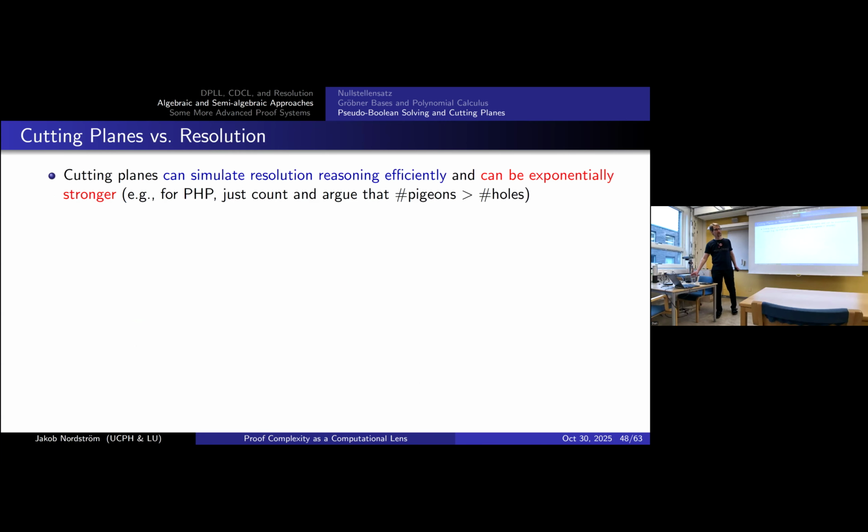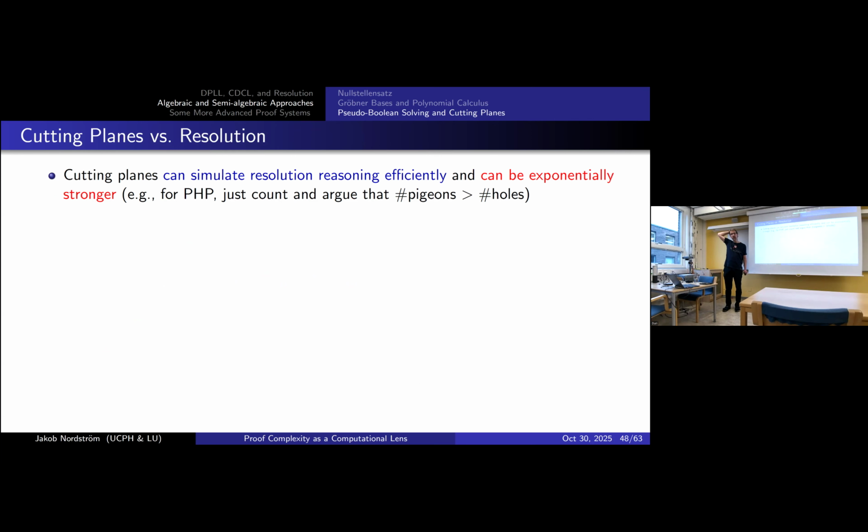And now cutting planes is just as polynomial calculus. Cutting planes is exponentially stronger than resolution because you can easily, kind of a similar simulation to the one I flashed on the previous slide, simulate resolution step by step with cutting planes. Cutting planes can be exponentially stronger.